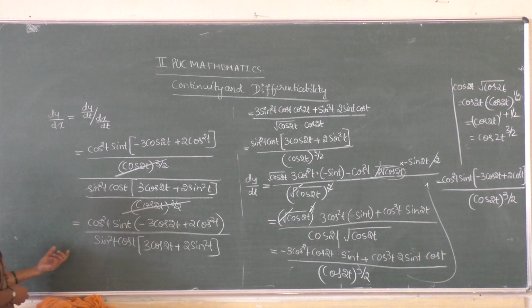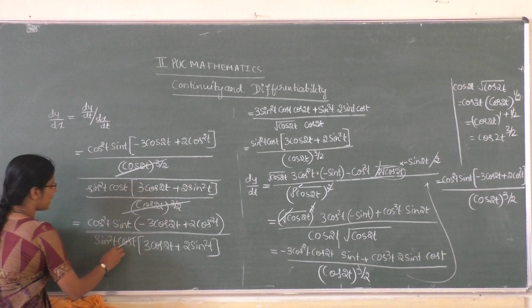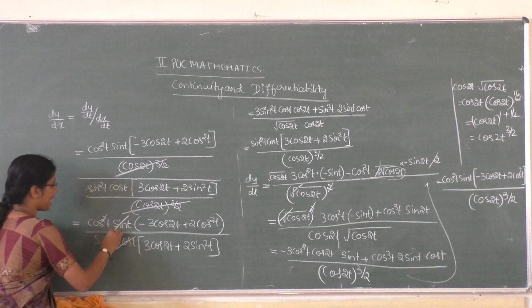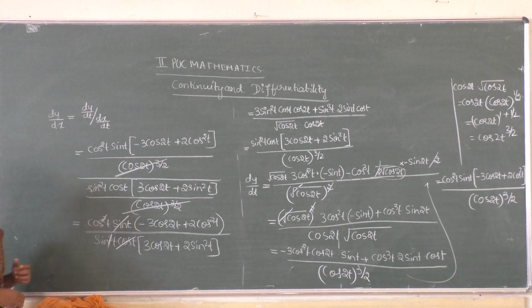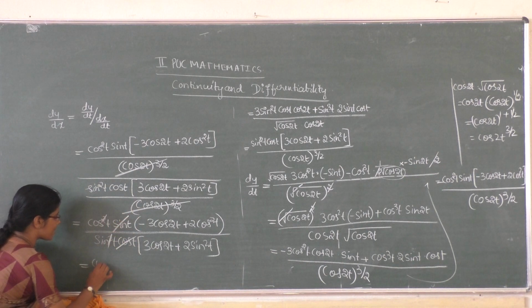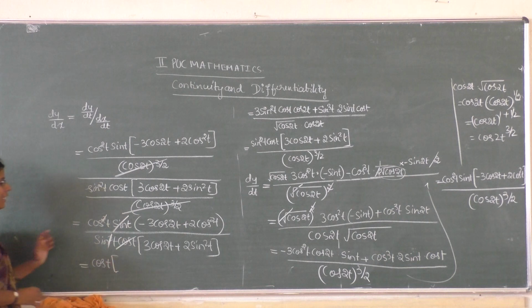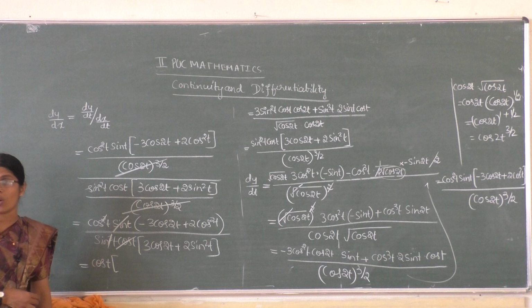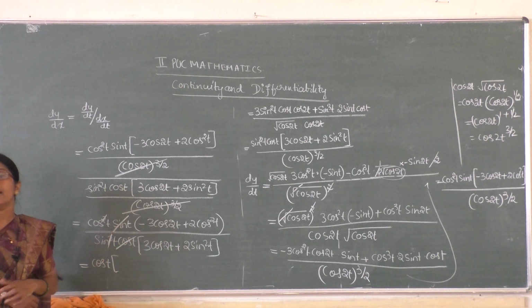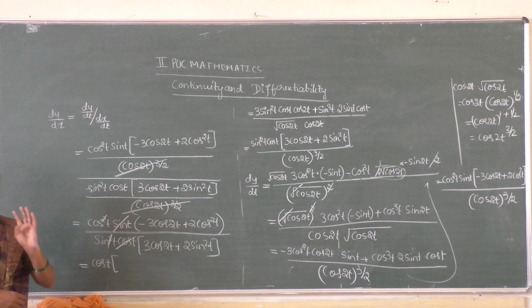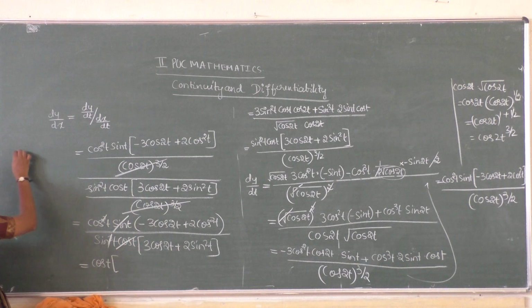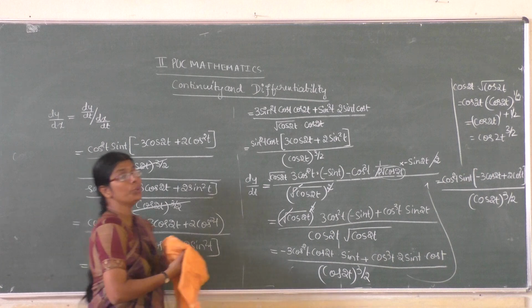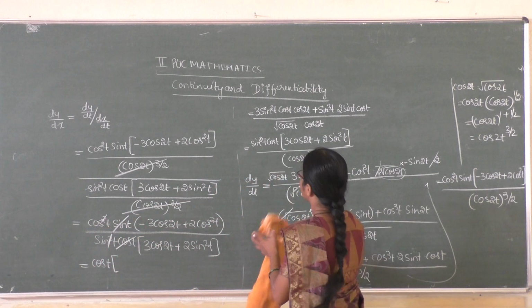So we have this now. So cos t cancels, and here sin t cancels with the other sin t. So we get cos t. Because we have cos t here, we apply the formula for cos 2t. For cos 2t we have different formulas. The one formula is cos 2t is equal to 2 cos square t minus 1, correct?